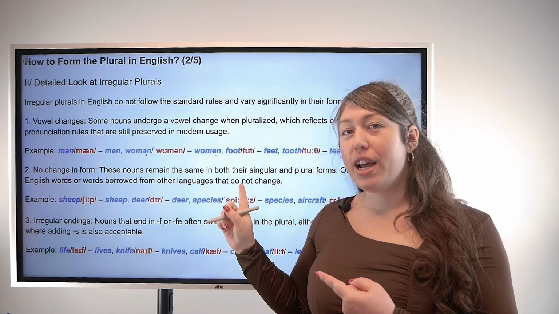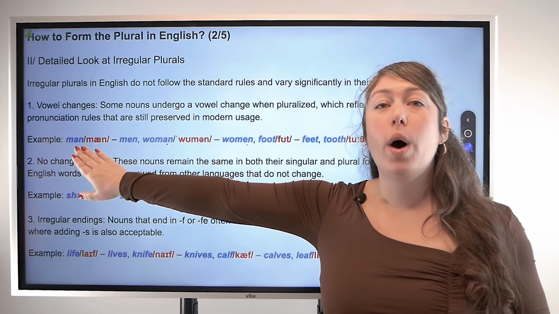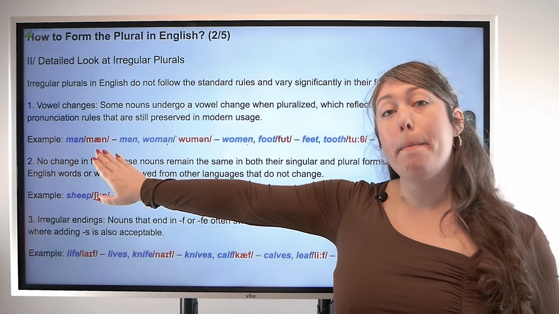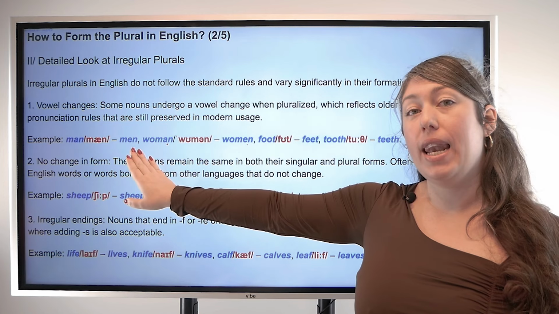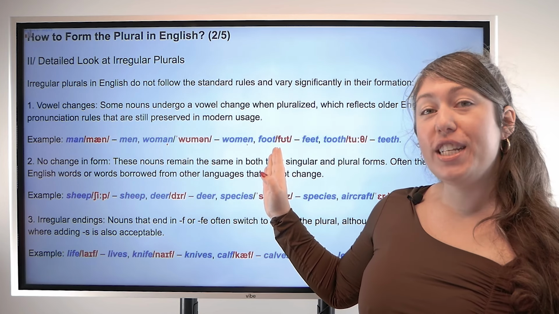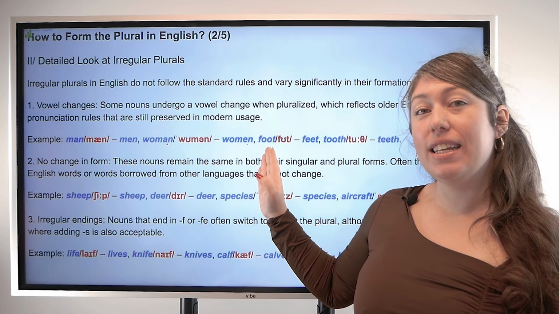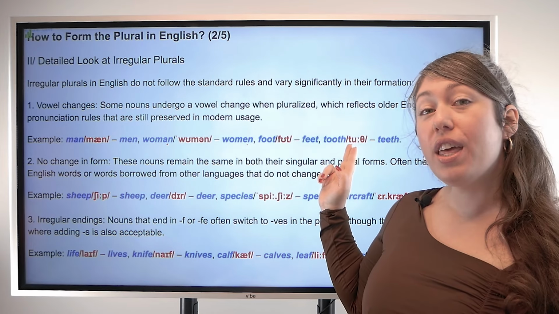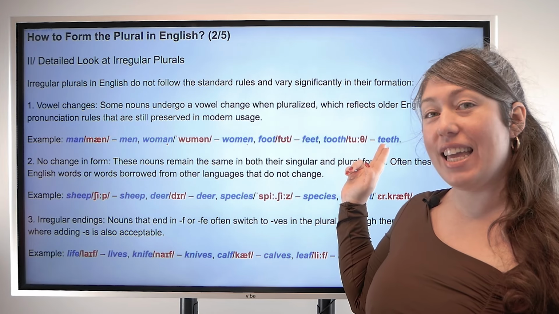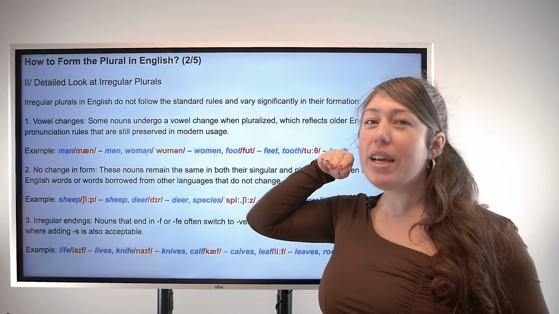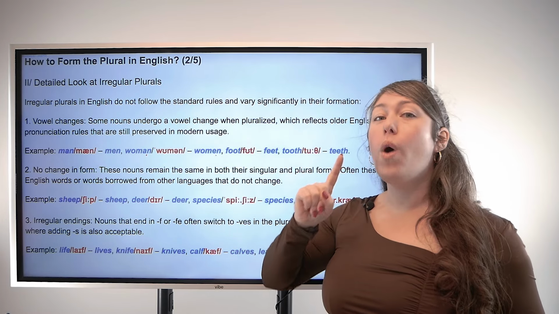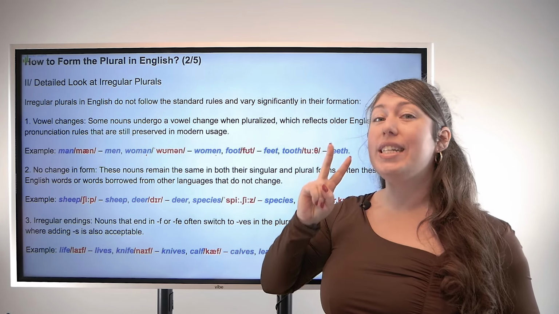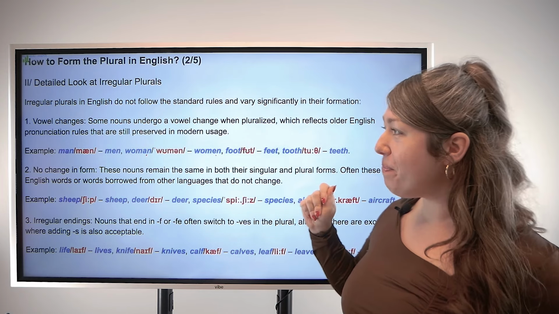And let's go back and check our pronunciation. 1 man, 2 men. 1 woman, 2 women. 1 foot, 2 feet. And 1 tooth, 2 teeth. Let's try that one more time. Really put your tongue between your teeth for the TH sound. 1 tooth, 2 teeth. Very good.